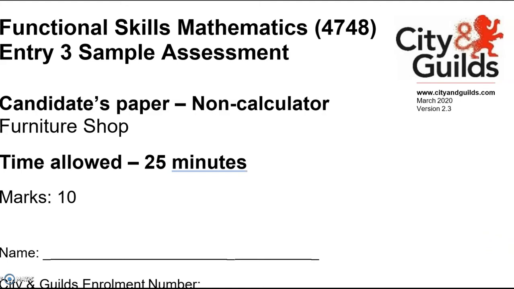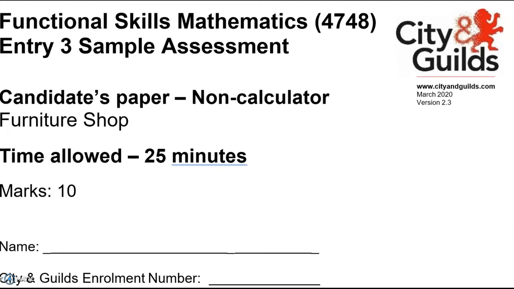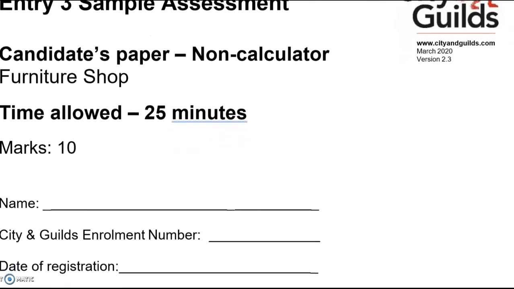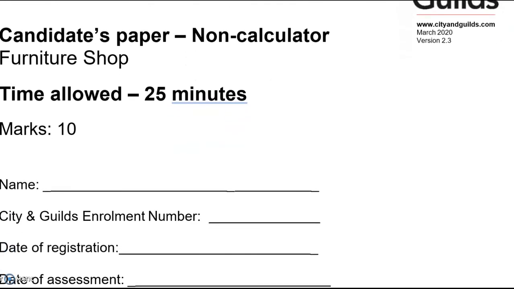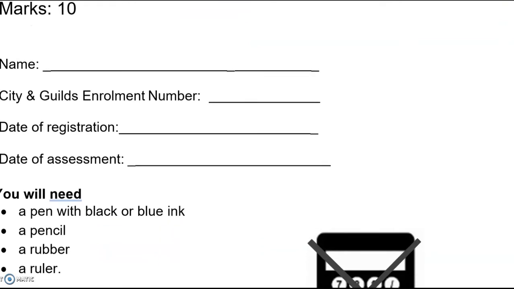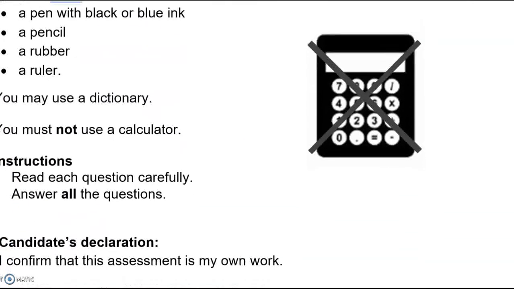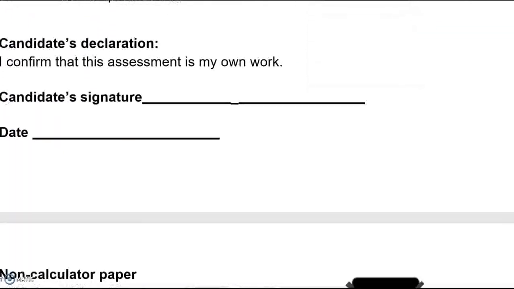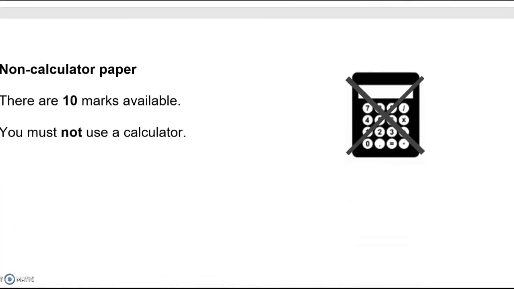Two parts for this paper. In part number one, you can't use a calculator. There are 10 marks altogether for this part. We're going to go through each question in turn for both parts.